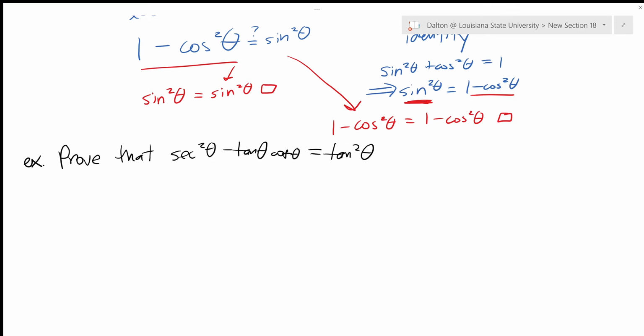Let me rewrite it. Sorry. Secant squared theta minus tangent theta cotangent theta. So tangent theta and cotangent theta are being multiplied times each other.